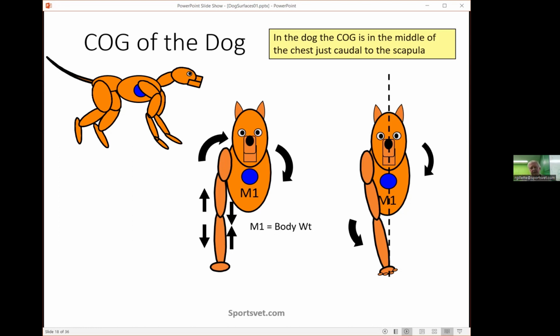To offset that, the quadruped or the dog will move as they're going forward. Their limb goes towards center line or midline, which affects how the paw and how the distal limb impacts the surface.